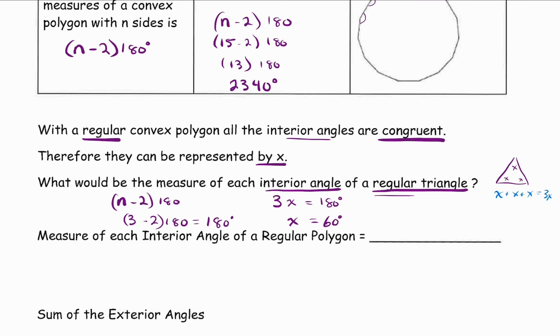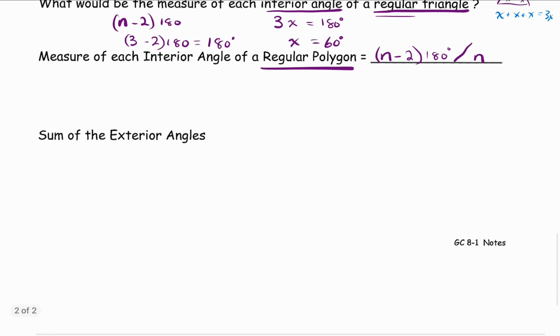And what we just did is going to work no matter what polygon we have. As long as it's a regular polygon, we can come in here and do n minus 2 times 180. That gives us the sum of the interior angles. And we just divide that by n, and that's going to give us the individual angle for a regular polygon. Okay. One last piece that we're going to talk about, which is the sum of the exterior angles.